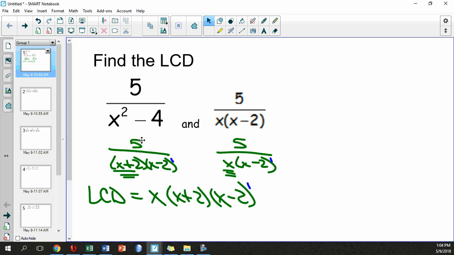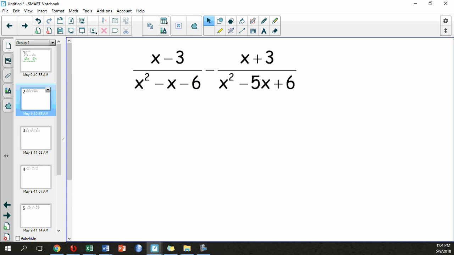This is done. Moving on. Go to the next one. Do I keep or eliminate the denominator in this problem? You keep it because it is not an equation. Okay, so go. Find your LCDs, and then you want each denominator to have that LCD.